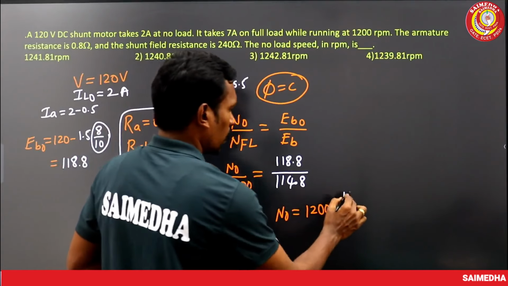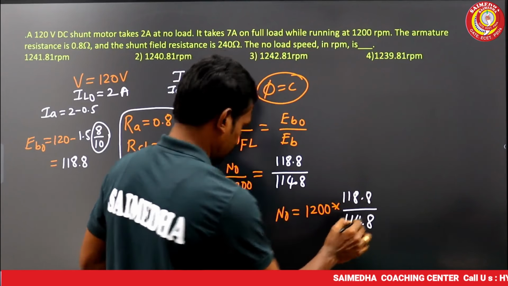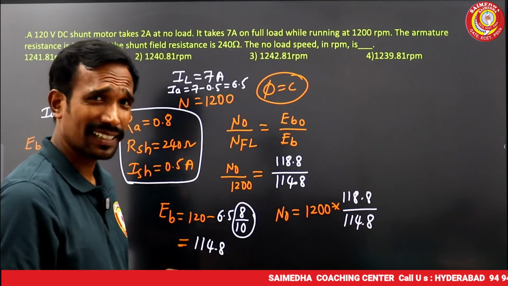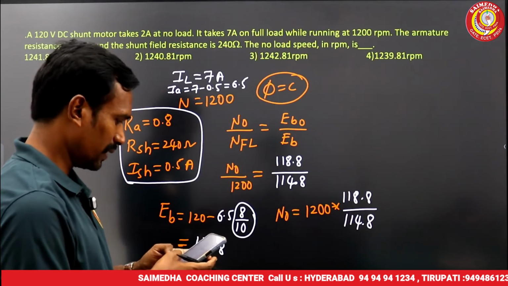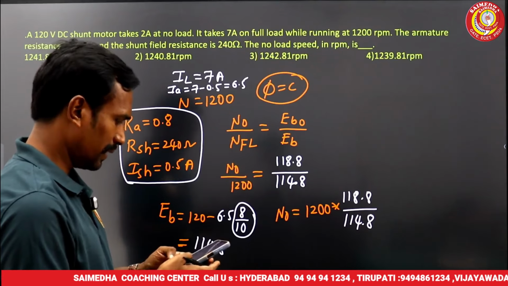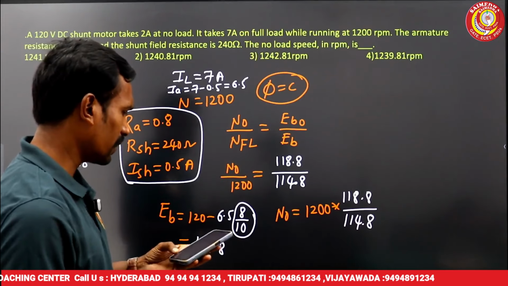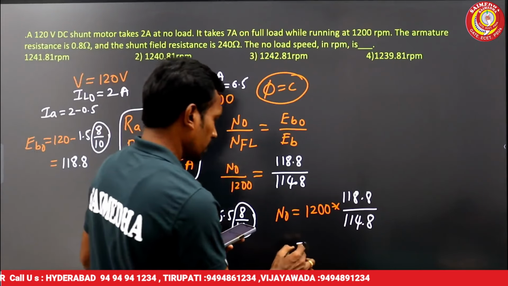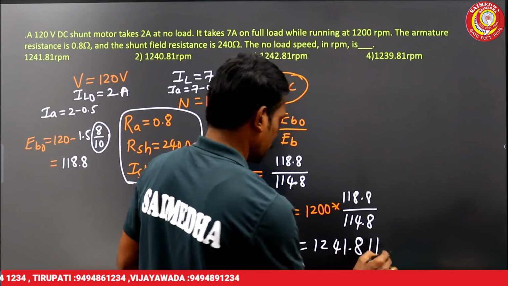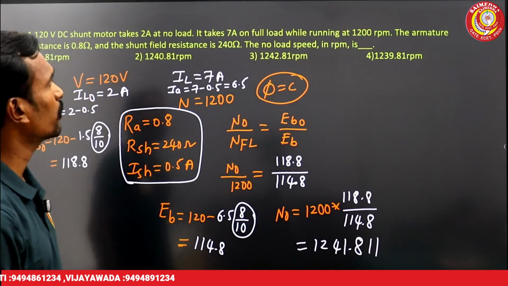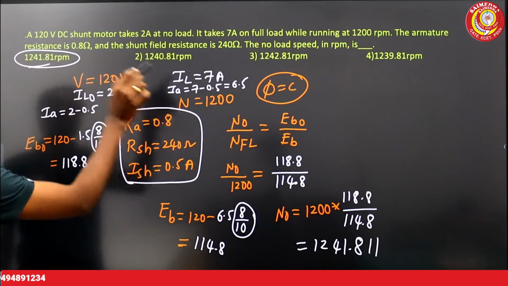What is the answer? 118.8 by 114.8. Don't cancel the 0.8. Okay, don't cancel. 1200 into 118.8 divided by 114.8 is 1241.8, which is 1241.811. That is the first option.